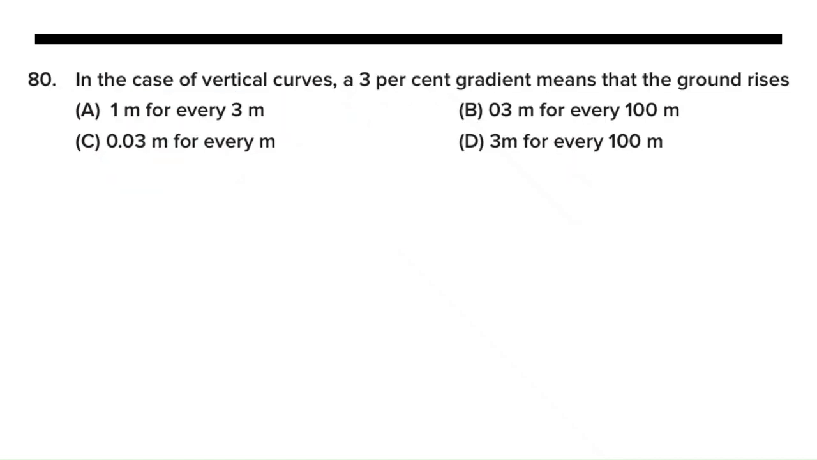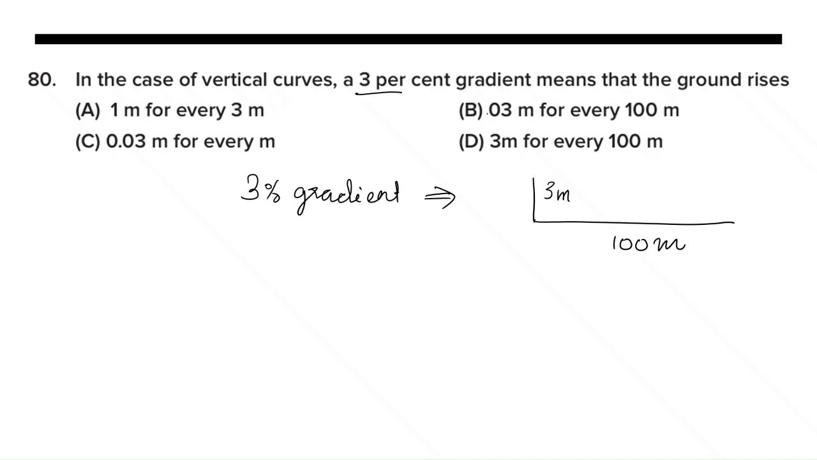Next question. In case of vertical curves, a 3% gradient means that the ground rises. Options are 1 meter for every 3 meter, 0.03 meter for every meter. I think they have given 0.3, some mistake might be in this option. 0.03 meter for every 100 meter and 3 meter for every 100 meter. A 3% gradient means there is a vertical rise of 3 meter for every 100 meter horizontally.